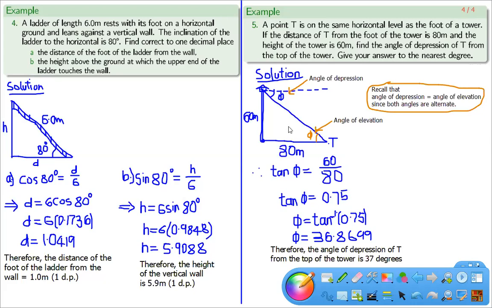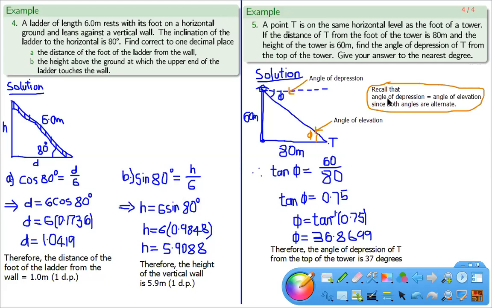So here's a sketch of the problem. Now this vertical line here represents the tower, while this is point T, which is on the same horizontal ground level as the foot of the tower. Now here is the angle of depression. There is someone in the tower looking at point T. The angle formed between the line that connects the person's eye to point T and the horizontal plane is the angle of depression. So that is what I have represented as phi.